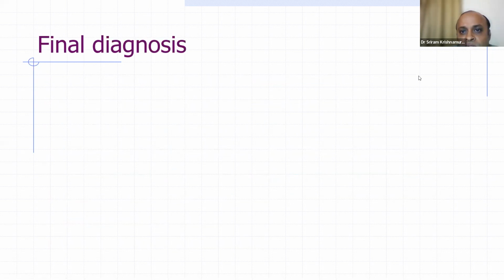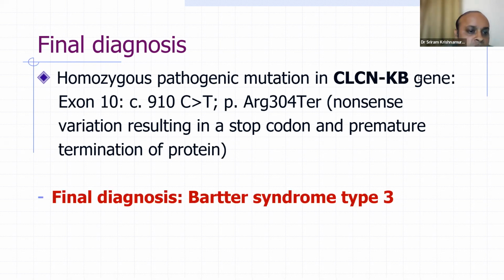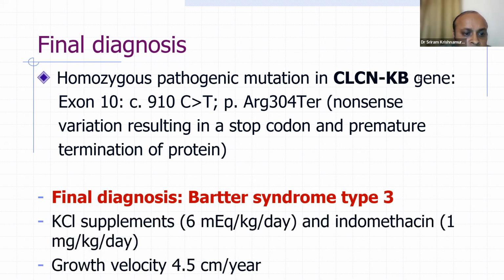So this child was worked up further, and when we did a next generation sequencing, she was found to have a homozygous pathogenic mutation in the CLCNKB gene. And this was actually a nonsense variation resulting in a stop codon and premature termination of the protein. So this proves Bartter syndrome type 3. This was actually a pathogenic mutation. And this child was started on potassium chloride supplements. She required a high dose, and indomethacin was also added at 1 milligram per kg per day. She has a satisfactory growth velocity.